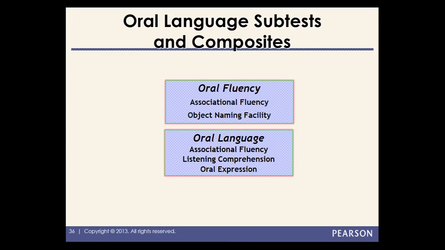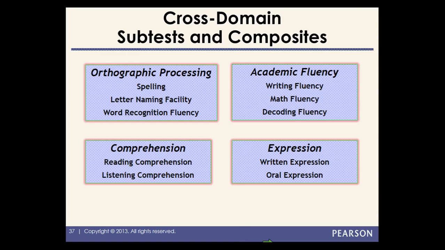With regard to cross-domain subtests and composites, this is also going to be helpful for error analysis and processing strengths and weaknesses analysis as well. So hopefully you can see all that information as we're going along. You're able to look at orthographic processing by looking at spelling and letter naming facility and word recognition fluency. You can look at, specifically, general academic fluency by looking at the writing fluency, math fluency, and decoding fluency.